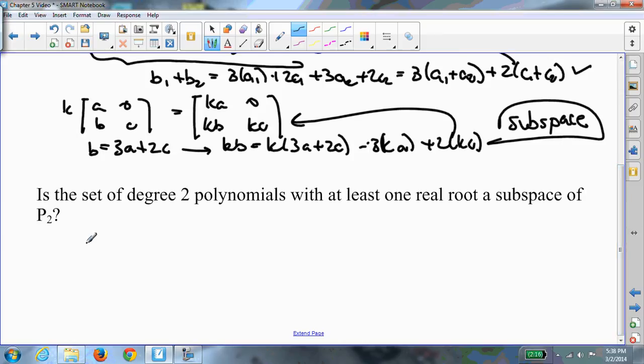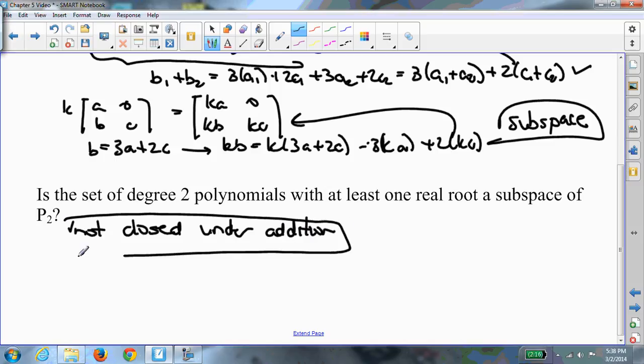Looking at the second example, if I pick two polynomials with at least one real root, is this still a subspace of basically quadratic polynomials? This one is actually not closed under addition. And if you think about it, it makes sense that if I add two polynomials, that doesn't guarantee that there's at least one root. Now you want to give me a counterexample.